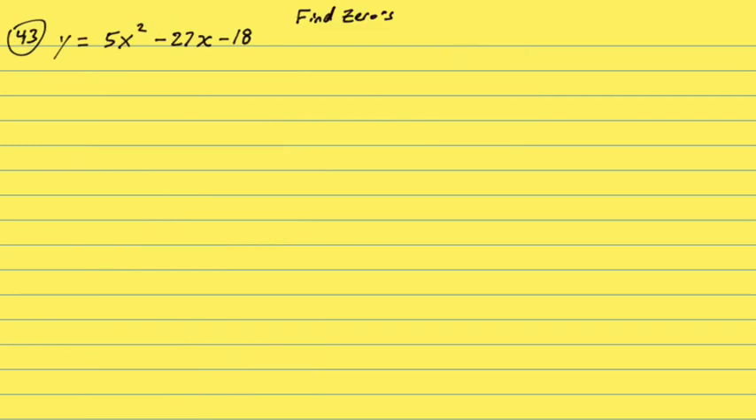Okay, on to another one, I think 43. Again, we're finding zeros, which basically just means make it equal 0. A times C, that would be 5 times negative 18, 50 and 40. I think that's 90, negative 90. What is B? Negative 27. So it's got to multiply to negative 90, and it has to add to negative 27.